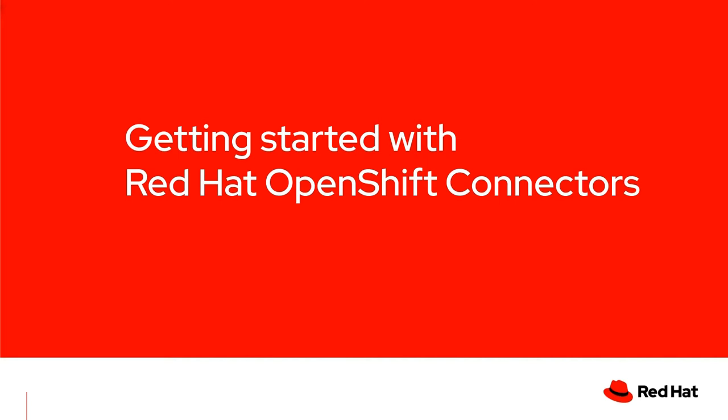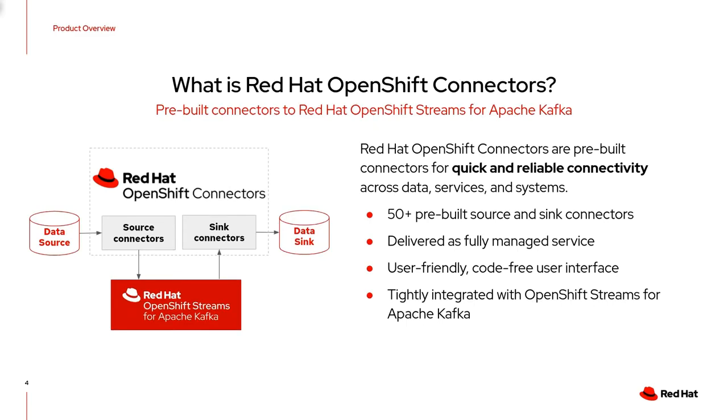Today, I want to show you how to get started with Red Hat OpenShift Connectors. Red Hat OpenShift Connectors is a new cloud service offering from Red Hat. These are pre-built connectors for quick and reliable connectivity across data, services, and systems. Connectors are delivered as a fully managed service. They are tightly integrated with OpenShift Streams for Apache Kafka, which is Red Hat's managed cloud service for Apache Kafka.